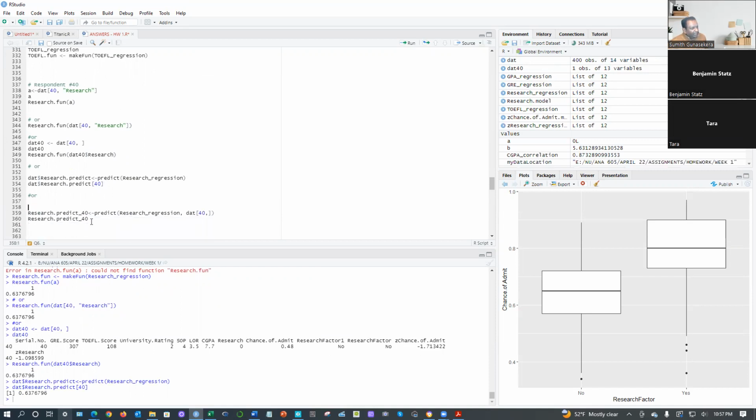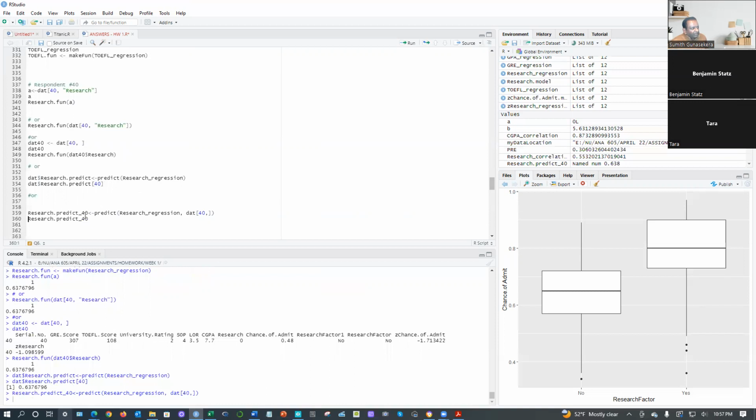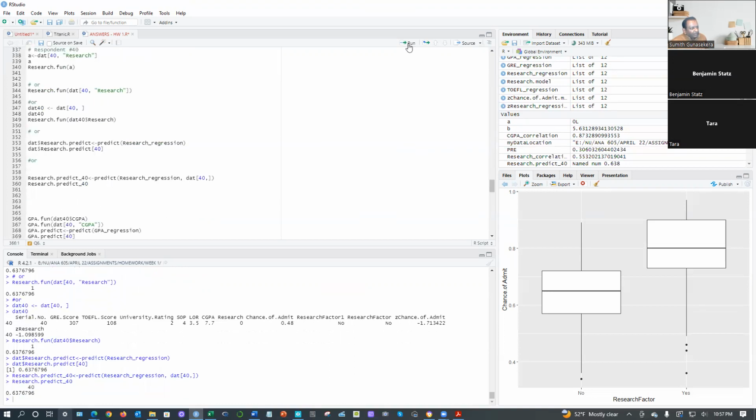Or you go to the predict and say research regression and the 40th person. Research regression, they both put together. The 40th person's predicted value, the estimated value of chance of admit. Research regression, predicted value. Whose predicted value? 40th person, 40th respondent. Same thing. Another way to do that.